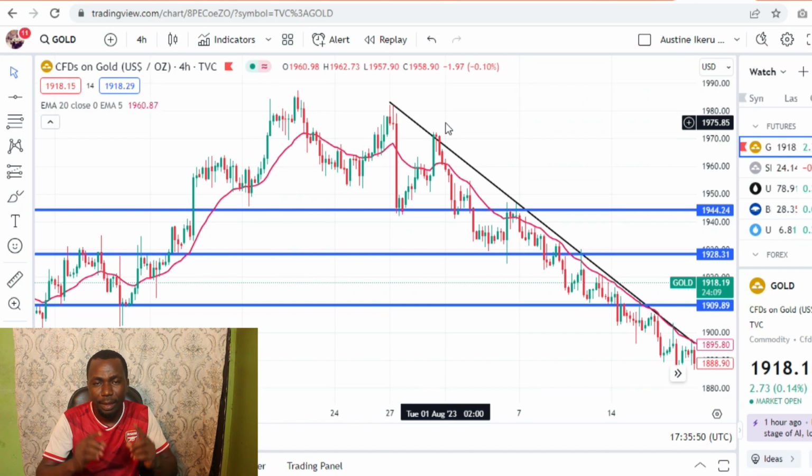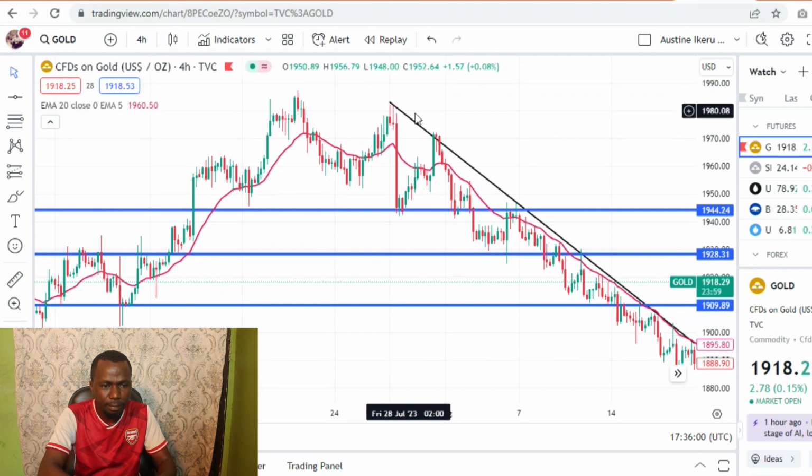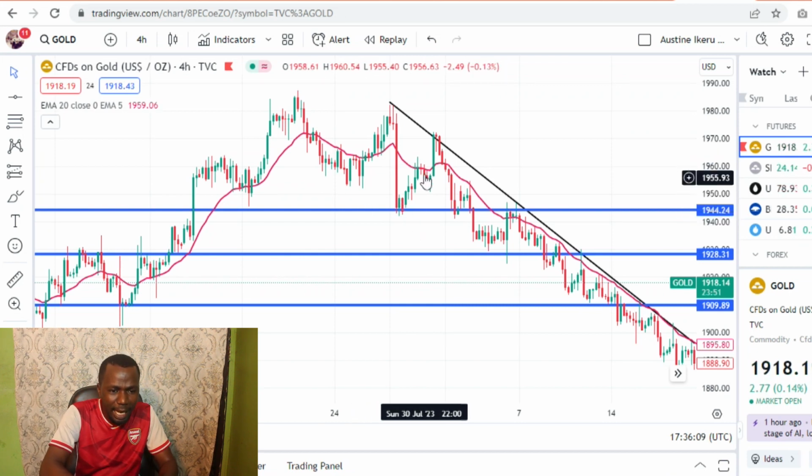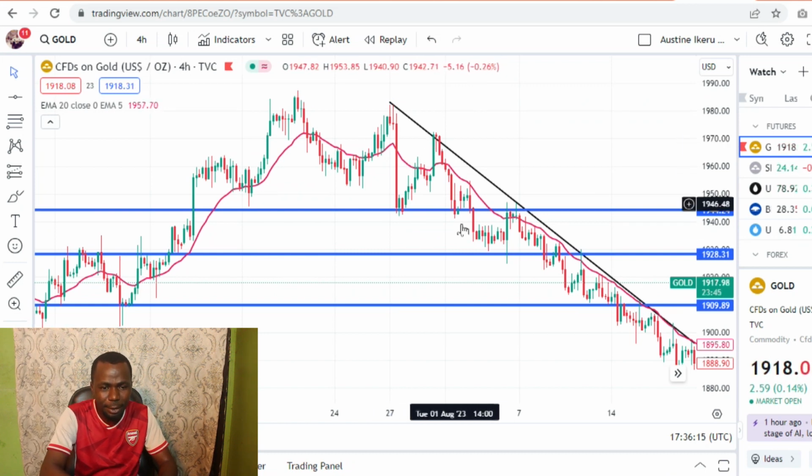Because like I said, whenever a market is in a strong downtrend, you are expected to only trade in the direction of the trend. Now, this is what you do. As you can see, the market broke the 20 EMA, which signifies that the market is in a downtrend, then came here and tested this trend line. After that, the market made a downtrend.